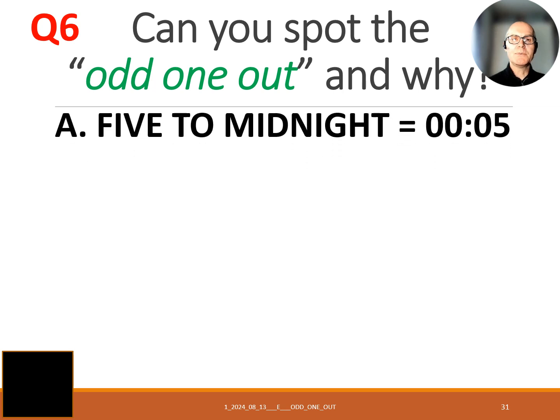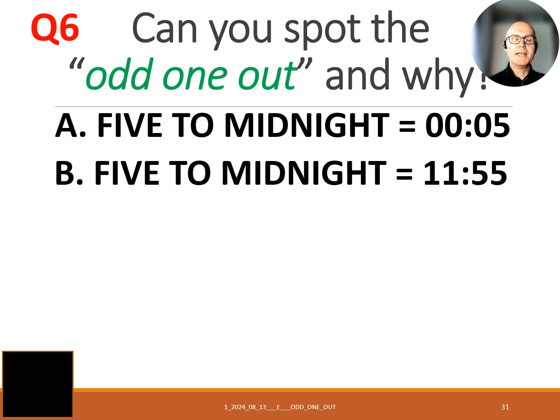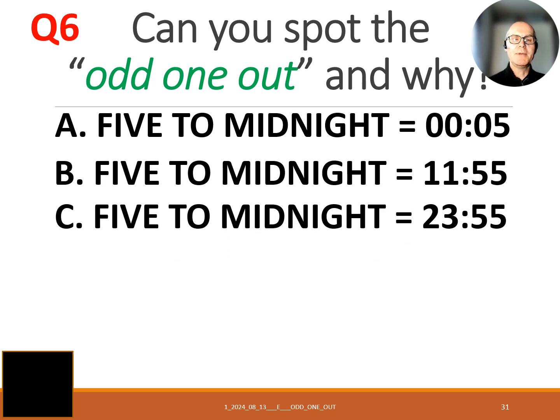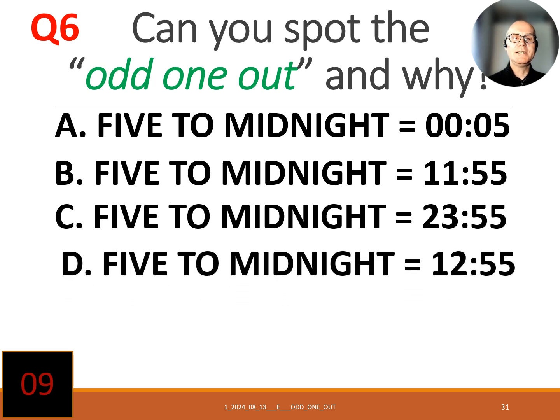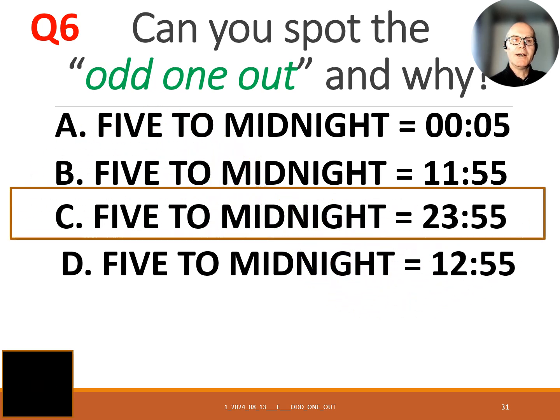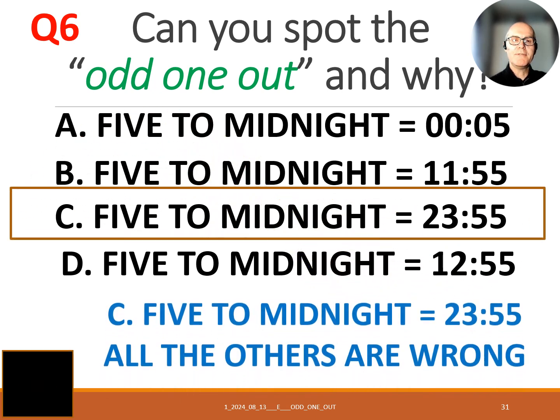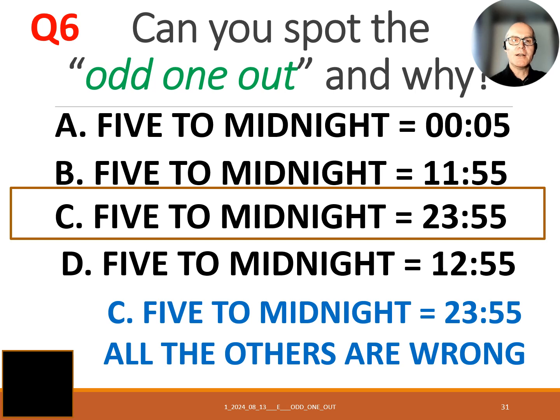5 past midnight equals 00:05. 5 to midnight equals 11:55. 5 to midnight equals 23:55. Or D, 5 to midnight equals 12:55. So the odd one out here was the correct 24-hour clock notation for 5 to midnight, and that was 23:55. All the others are wrong.